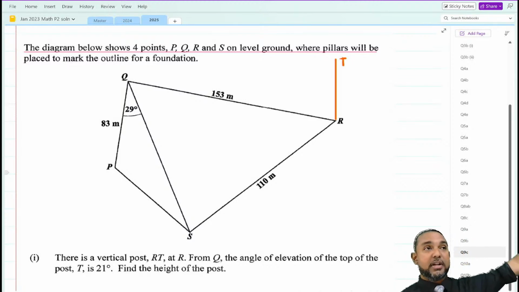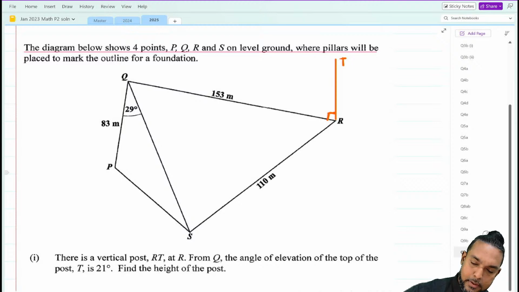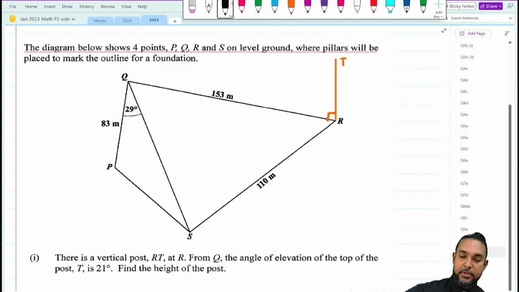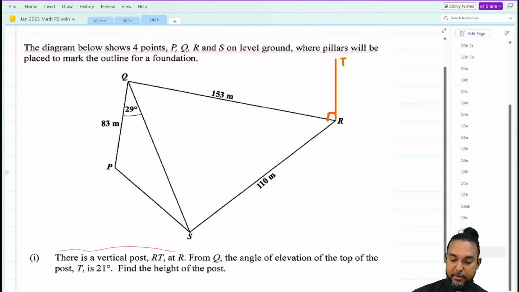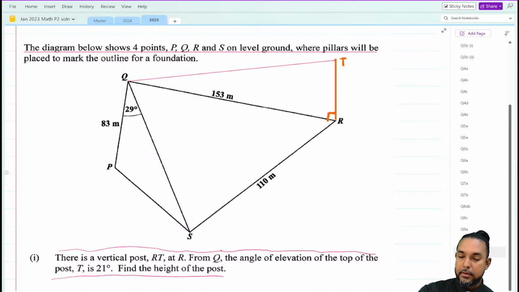So that orange line there, T, is coming out of the ground. It's going into the ground at a 90-degree angle as well. And all those other lines that we see in there are on flat ground, so you have to try and get the perspective. Now, it goes on to say there's a vertical post. From Q, the angle of elevation to the top of the post T is 21 degrees. They want us to find the height of the post.